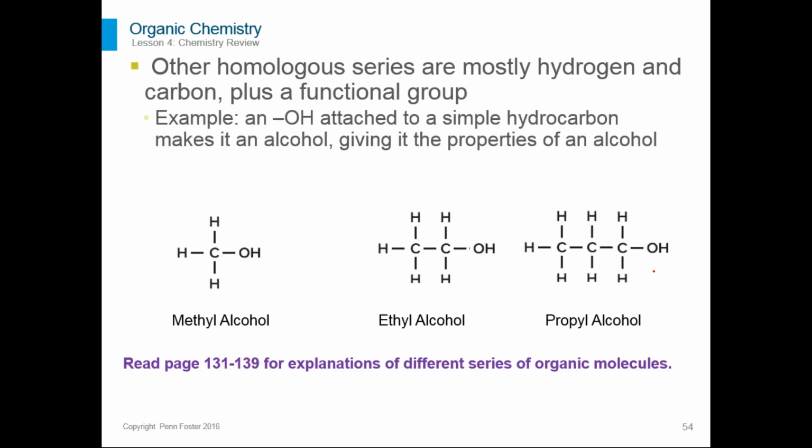Other homologous series in organic chemistry are made mostly of hydrogen and carbon, but there's also a functional group. For example, just adding an OH to a simple hydrocarbon makes it an alcohol. So you get this other homologous series. We've got methyl alcohol, it only has 1 carbon, and it's got this functional group here. That's what makes it an alcohol. Then if you add another carbon and its hydrogens, you keep this functional group. Now we have ethyl alcohol. You add another carbon, keep this functional group. Now we have propyl alcohol. And this list can also keep going and going.